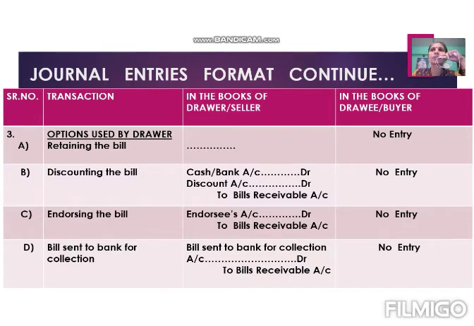This option is not given separately in the problem. We have to understand that when nothing is mentioned about rediscounting, endorsing, or sending the bill to the bank, and no other option is there in the problem, then we have to assume that the option is retaining the bill. Then the second option, discounting the bill.